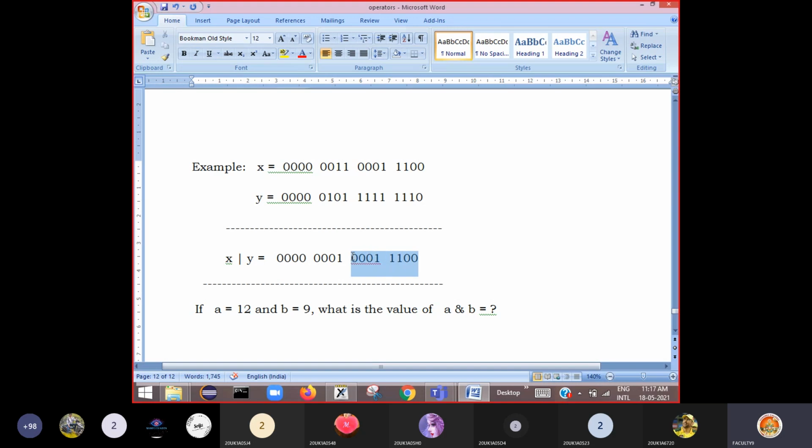So what I do is I remove these things so that you can see the calculation here. From here onwards I am performing this. 0 or 0 is 0. Similarly 0 or 1 is 1 here. 1 or 0 is 1 here. 1 or 1 is 1 you will get. Similarly 0 or 1 is 1, 0 or 1 is 1, 0 or 1 is 1, 1 or 1 is 1.